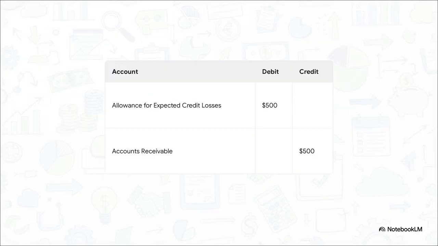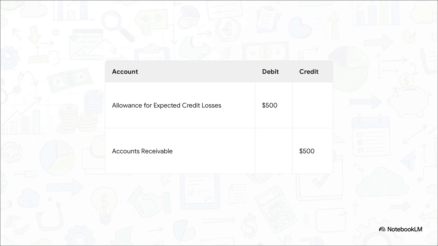Okay, so time passes, and the company is now certain that one specific customer, R.A. Ware, who owes $500, is never going to pay up. We need to write off that account. Now pay close attention to this entry. We are not hitting the credit losses expense again. Why? Well, because we already did. We expensed it as part of our estimate. Instead, we debit the allowance account. We're using up a piece of that allowance, and we credit the specific accounts receivable for R.A. Ware.